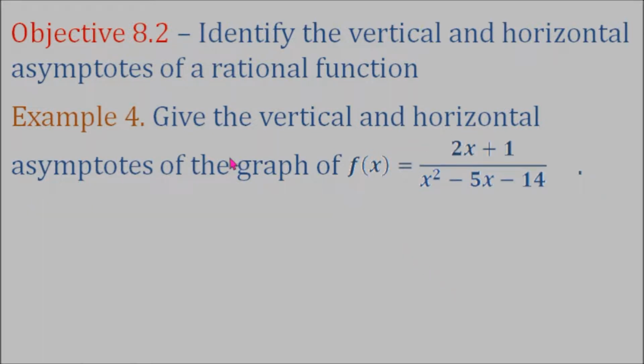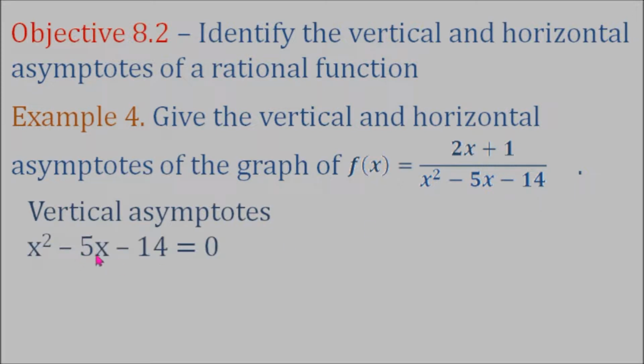Example number 4. Give the vertical and horizontal asymptotes of the graph of f of x equals 2x plus 1 over x squared minus 5x minus 14. Again, to find the vertical asymptotes, we will just equate the denominator to 0 and solve for x. So it's x squared minus 5x minus 14 equals 0. And x squared minus 5x minus 14 is factorable. So the factors are the quantity x plus 2 and the quantity x minus 7. So equating both factors to 0, we have x plus 2 equals 0, and then x minus 7 equals 0.